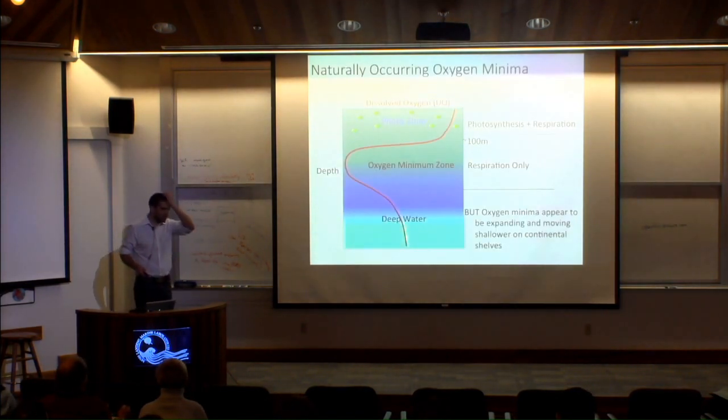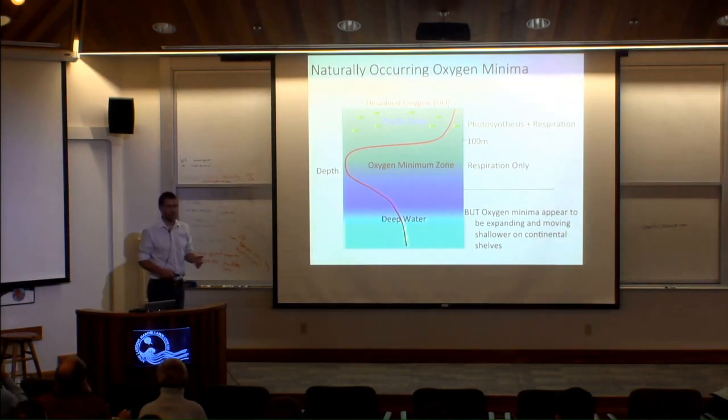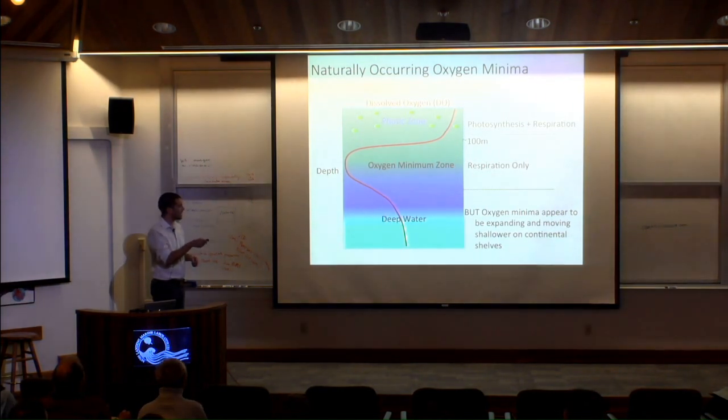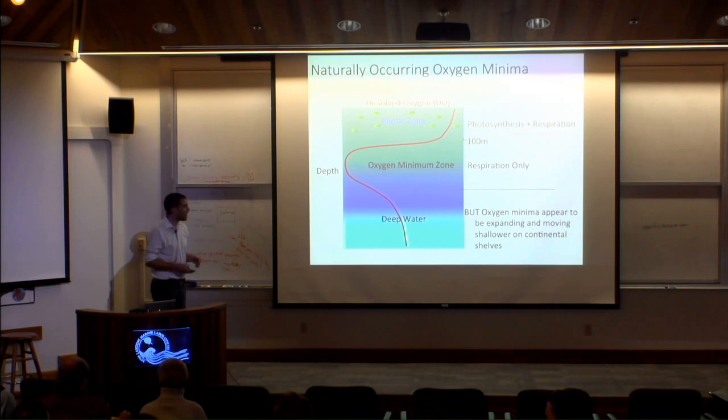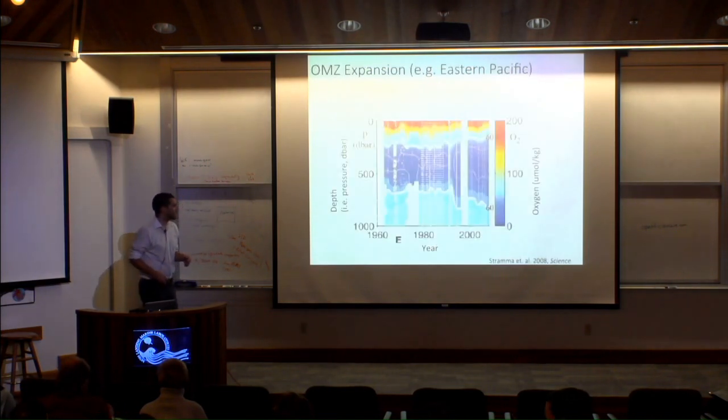So as I'm sure most of you know, in the global ocean, there exist these naturally occurring oxygen minimum zones where just below the photic zone, where we have photosynthesis and respiration, and we have respiration only, and there's not enough light for photosynthesis, we have this oxygen depletion. And that's been the case as long as we've had oceans and things living in it. But it's of more modern concern for scientists because the oxygen minimum zones are expanding with climate change.